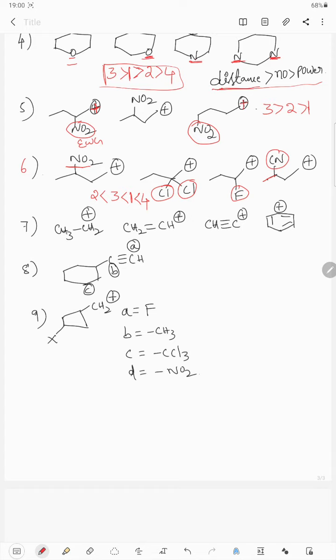Now come to the next example. Ethyl carbocation, vinyl carbocation, acetyl carbocation and phenyl carbocation. See here, the ethyl carbocation is highly stable. Why? A plus I group is there. Here there is no plus I group.